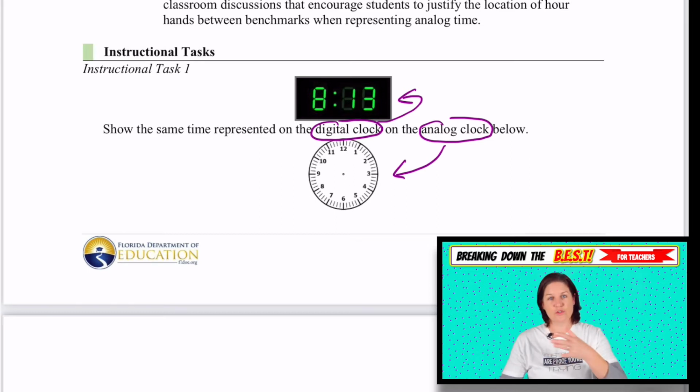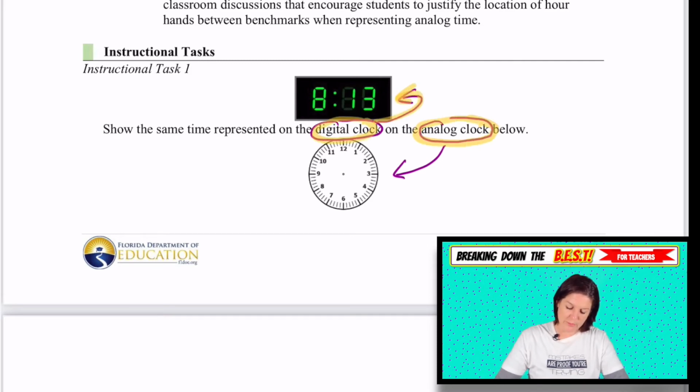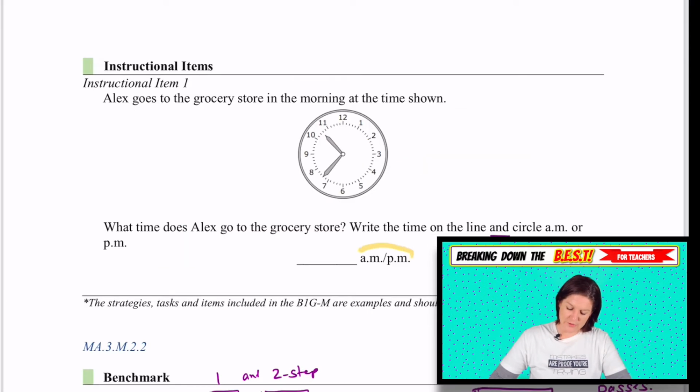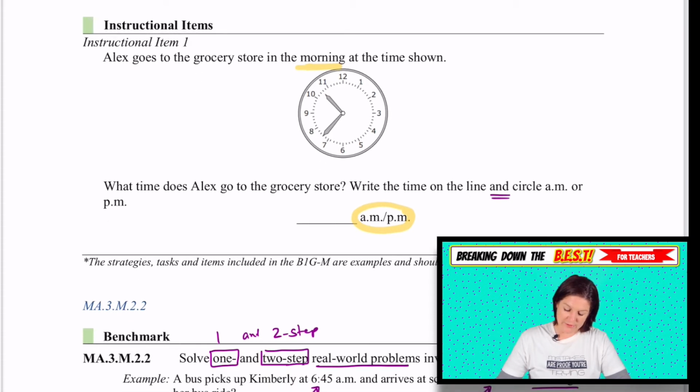So these tasks show you what the standard looks like in action. Right here, we've got a digital clock, 8:13, and then students are expected to represent it on the analog clock, which is right down there. And here is using AM and PM appropriately. It does say in the morning, right? So having to figure out the time for the clock.